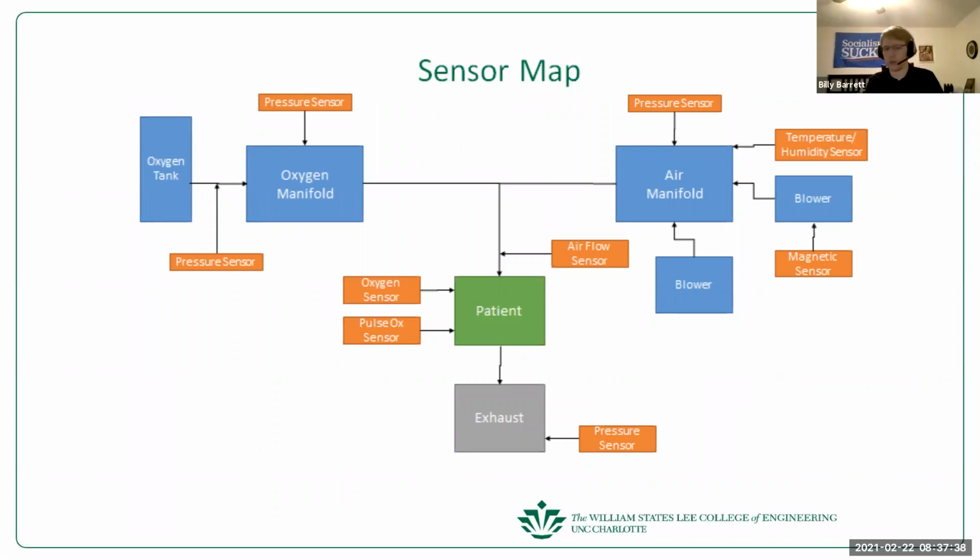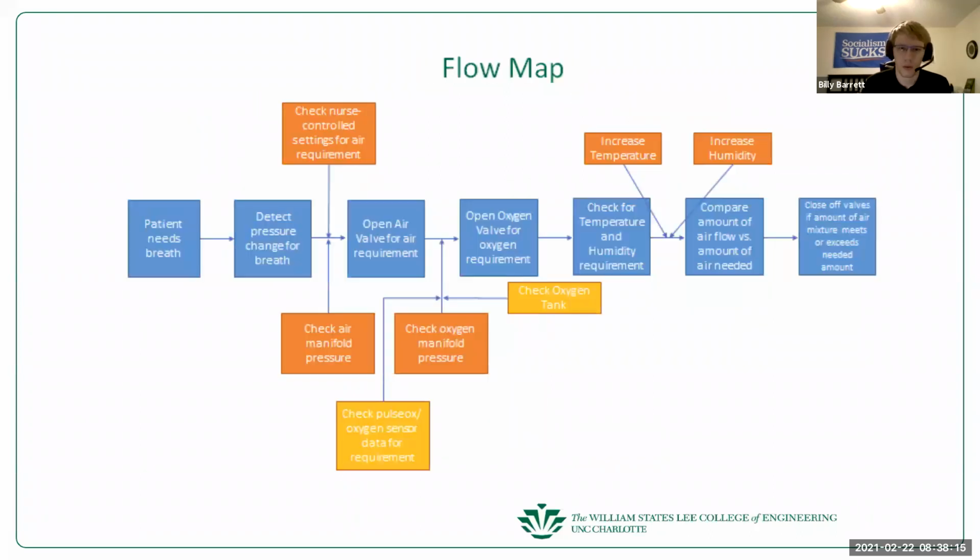All right, so with the electrical side of things, we made a lot of progress for the prototype, and I'll start off with the sensor map, which you've seen before. This just shows where the sensors are: pressure sensors on each manifold, and airflow sensors on the flow going to the patient. Each patient has a magnetic sensor to control the blower, and temperature and humidity sensors in the air manifold. Pretty simple, but that was used to make the next slide, which is the flow map.